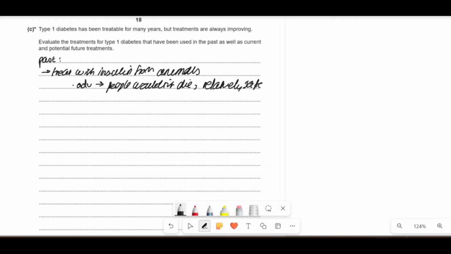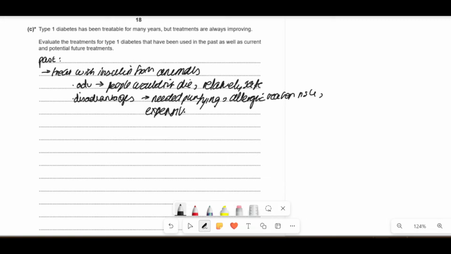The disadvantages of using animal derivatives, first of all, is that the way we got it is we literally had to get pancreases from animals and break it up and separate it, so it needed purifying. As well as that, some people unfortunately had allergic reactions, so there's an allergic reaction risk. It's also expensive, and if you think about it from another perspective, there are ethical issues as well with just killing animals for the sake of getting insulin. So that's all the things I can think of regarding what we did in the past.